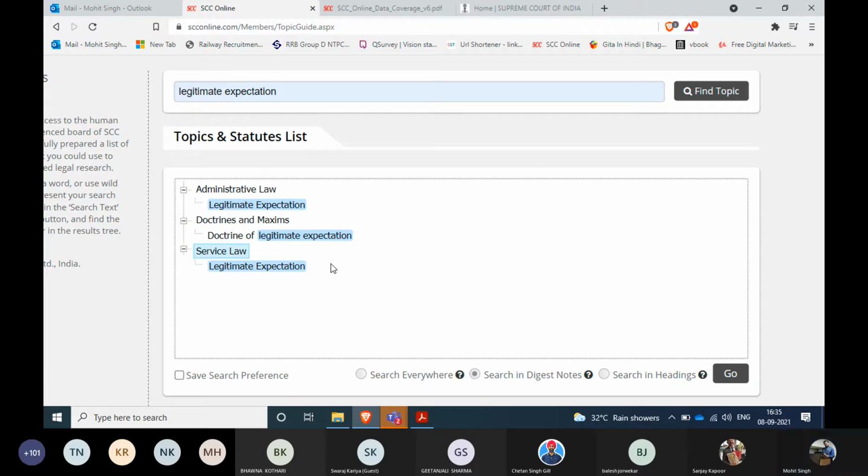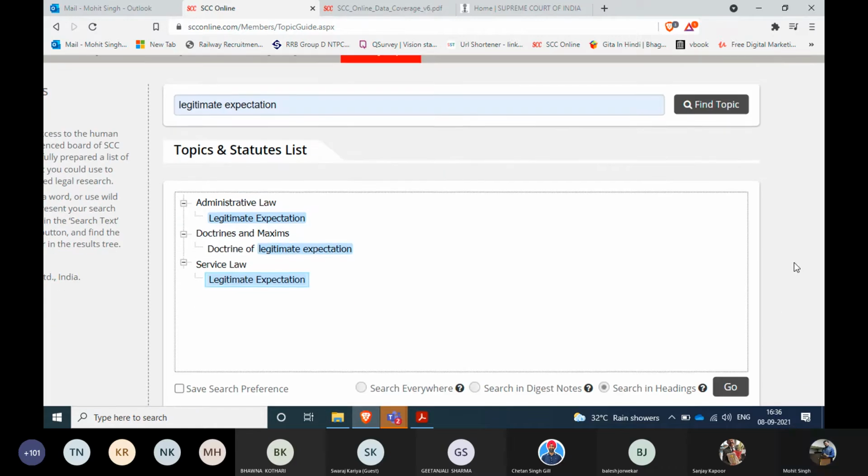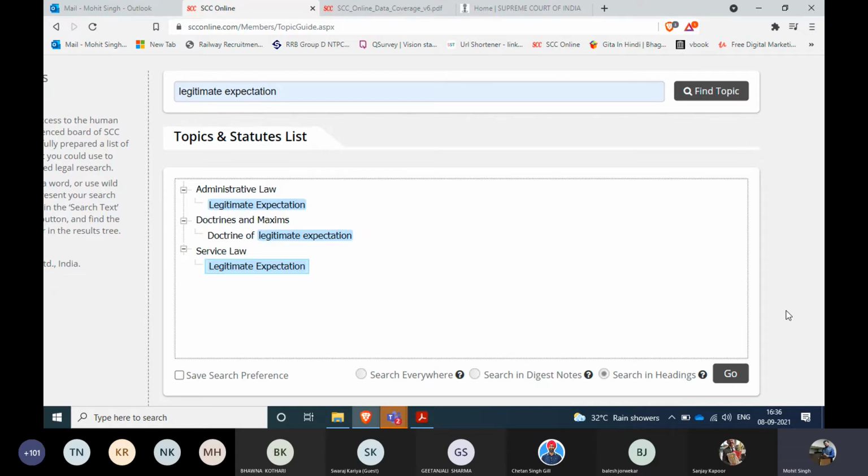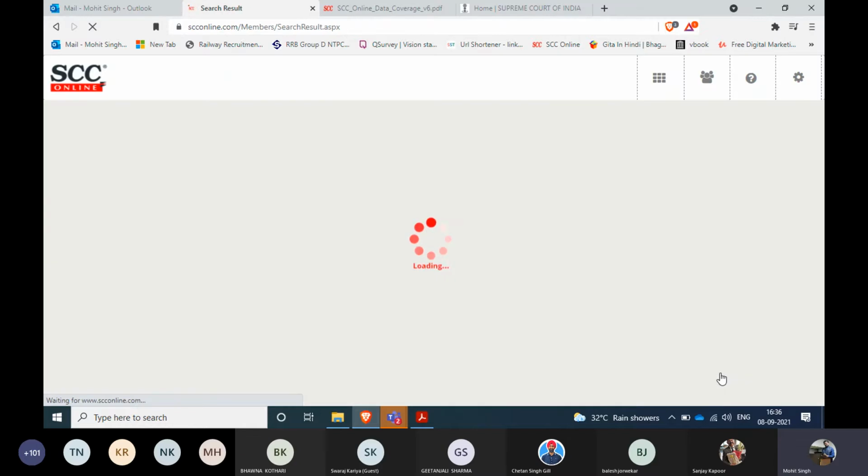All right. But currently, I'm looking for all those cases which were related to service law matters. So once you have selected one particular heading, then you can click on search in headings. And now the results would be highly decreased, and only those results which are related to service law matters will come onto your screen. So that is how we can further do the filtration process, even if we are working on the digest notes.